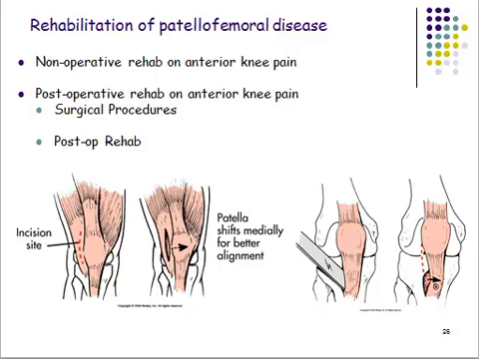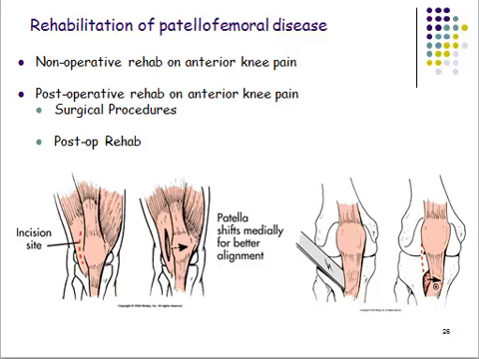Rehabilitation following a proximal realignment includes swelling management, and this is essential to limit adhesions. If the VMO is advanced, there must be care to let this heal before VMO contractions occur. And we want to keep the lateral structures flexible.